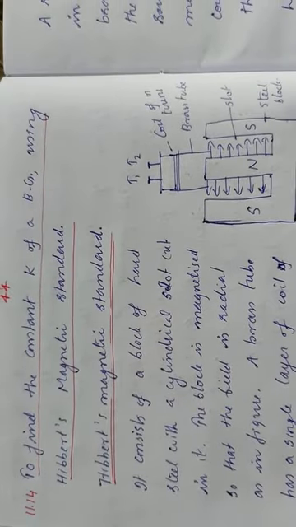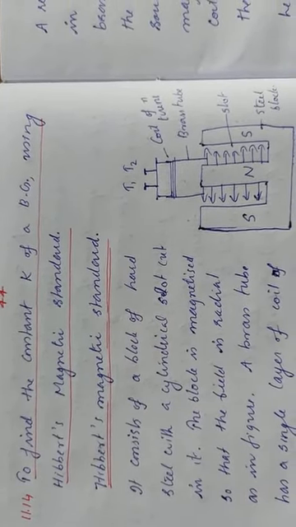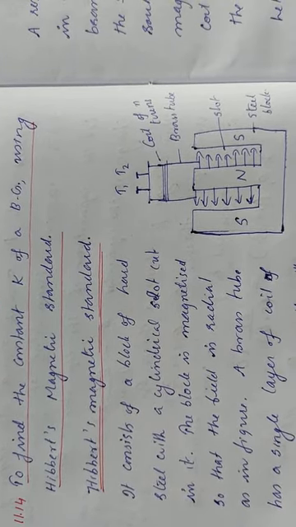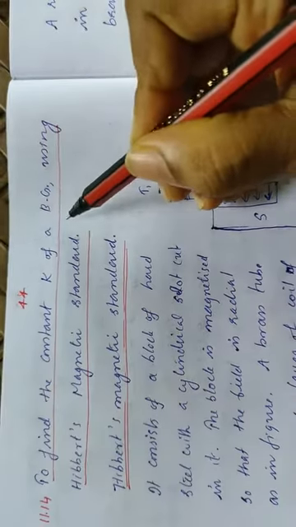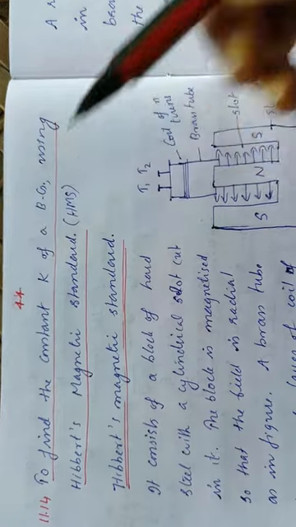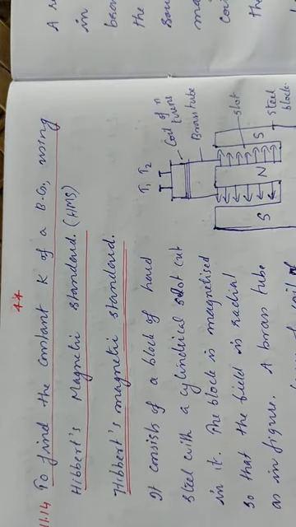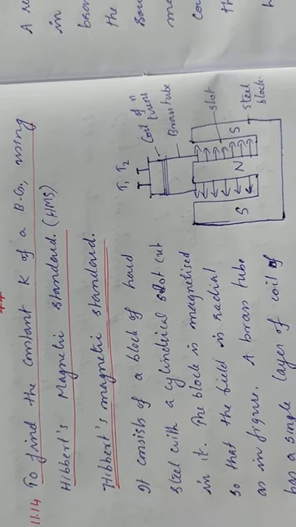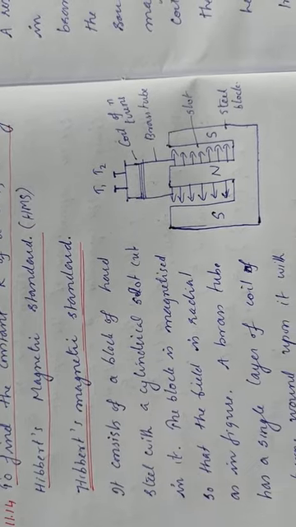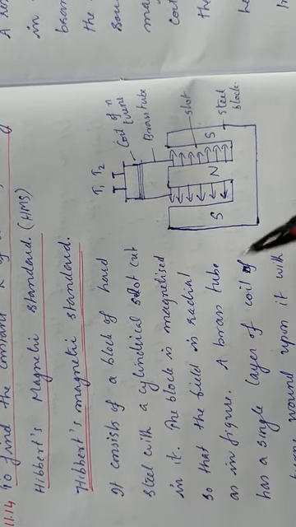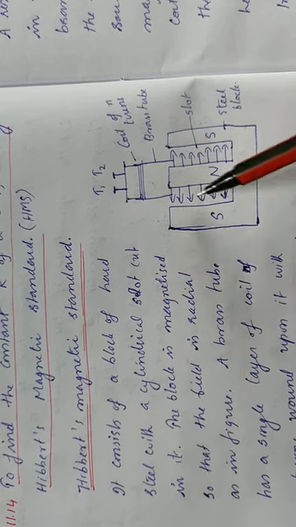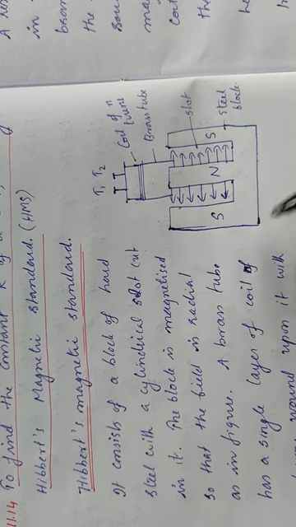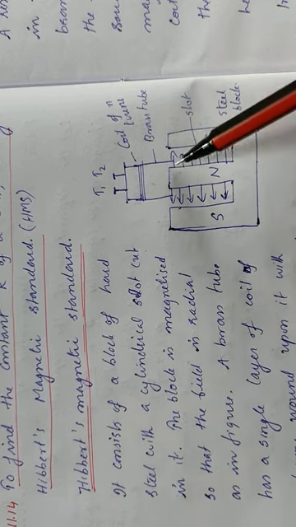Now we will discuss the measurement of K using Hibbard's magnetic standard, or the HMS method. So what is Hibbard's magnetic standard? It consists of a block of hard steel with a cylindrical slot cut in. So this is the hard cylindrical core, a hard steel block with two cylindrical slots cut into it.